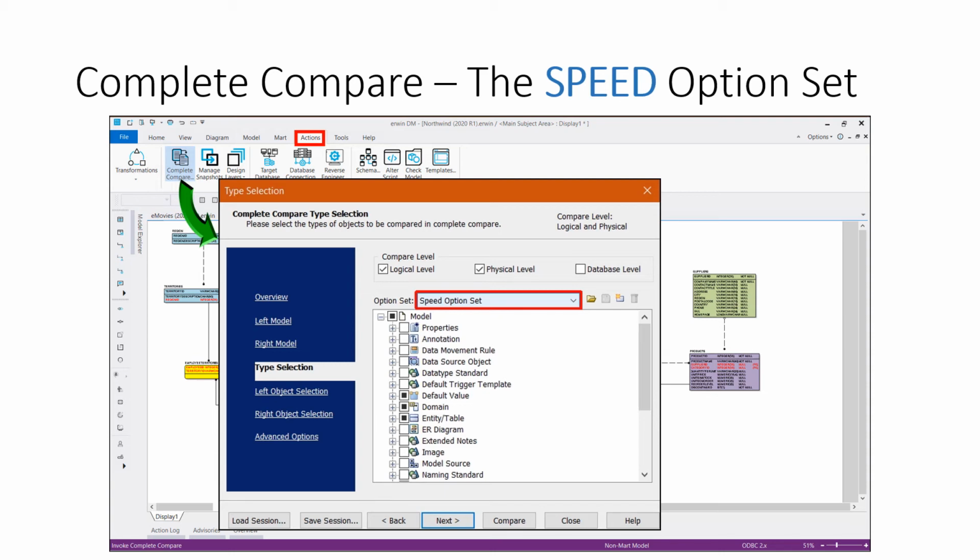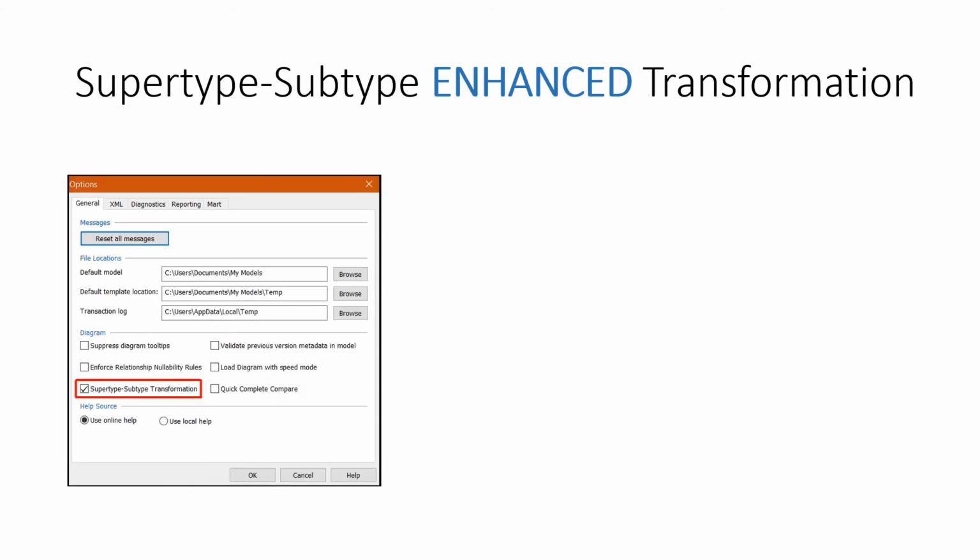Note, modelers can easily modify the properties that are included or excluded in this option set and save their changes for future use. When both actions are done, modelers should see a noticeable improvement in Complete Compare performance. We've also enhanced the Erwin DM Supertype-Subtype transformation to retain both a logical representation and a separate physical representation.